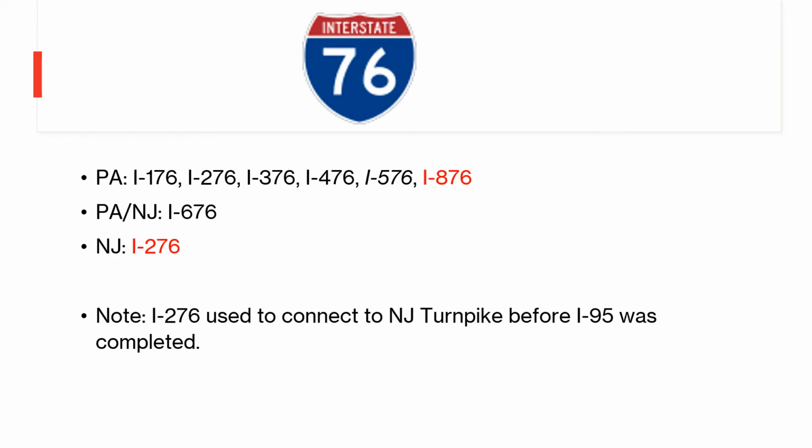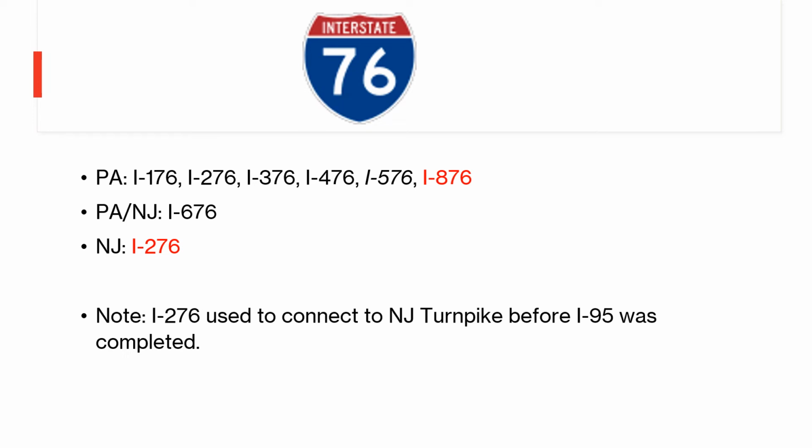I-76, we're going to talk, this is not the one in Colorado. This is the one that's in the eastern part of the United States. In Pennsylvania, you have 176, 276, 376, 476, 576, and 876. Pennsylvania and New Jersey, you have 676, and New Jersey, you have 276. Explanations on that. 576 is a future route in the Pittsburgh area. 876 is a canceled route.